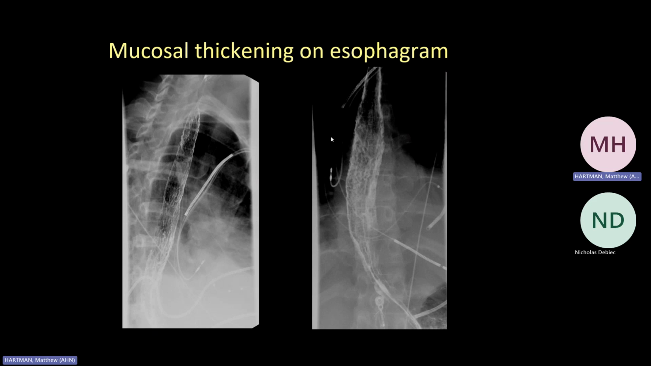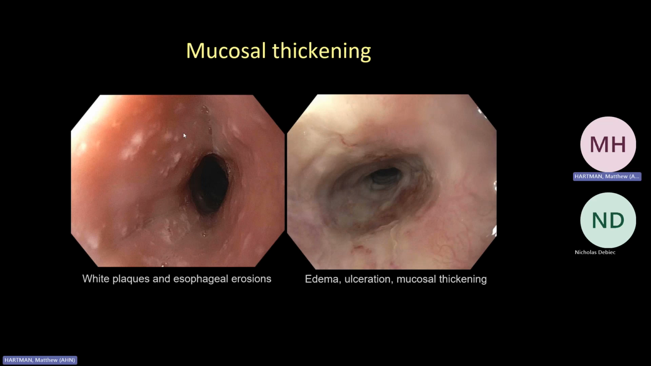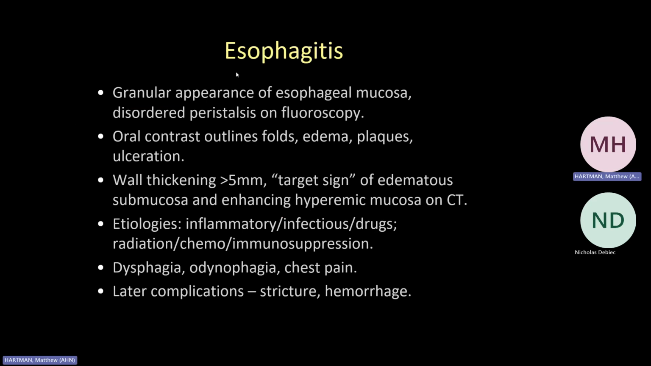What could this be? Do the endoscope, and a bunch of irregular innies on the inside, sort of an erosion, sort of whitish, like some edema, ulceration, very ugly. This is a case of esophagitis.